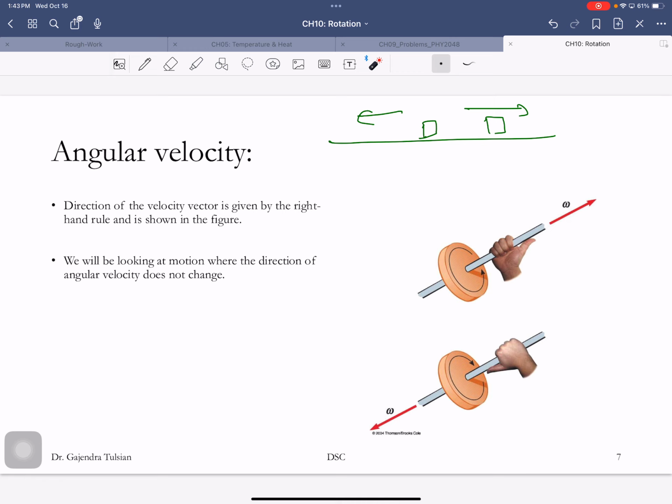So the velocity points along the axes. It can either point this way or that way. And counterclockwise rotations are taken to be positive. Clockwise rotations are taken to be negative.